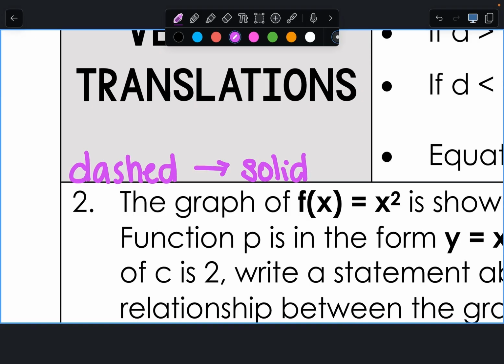I think there's one problem on the notes that's not like that, and I don't like it, but whatever. Or maybe I fixed it. Yeah, I fixed it. Okay.